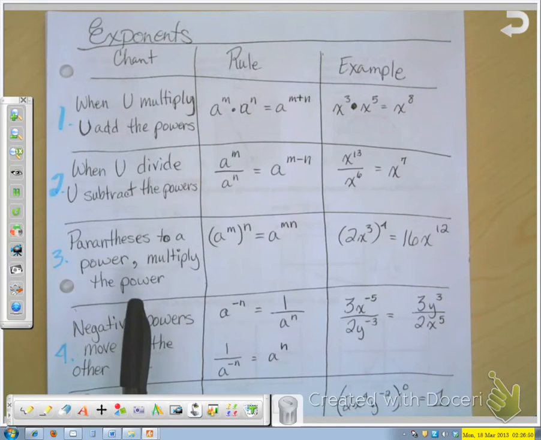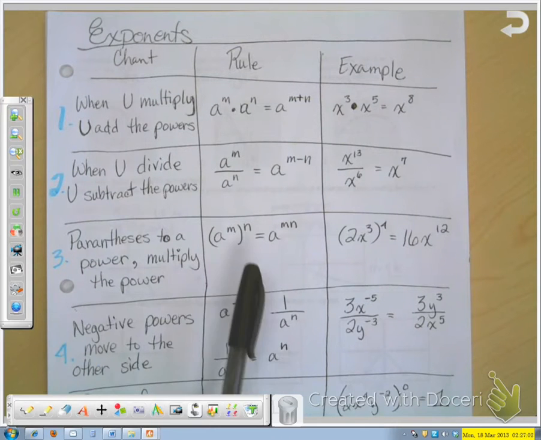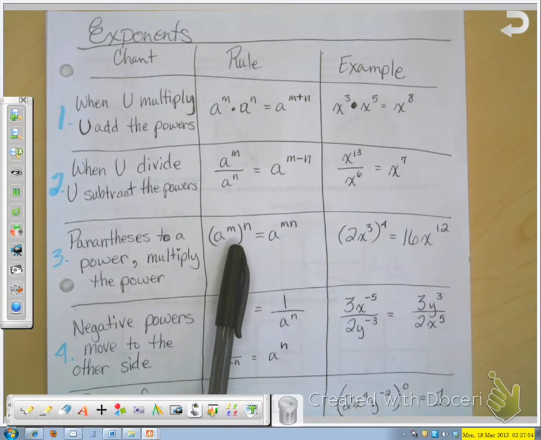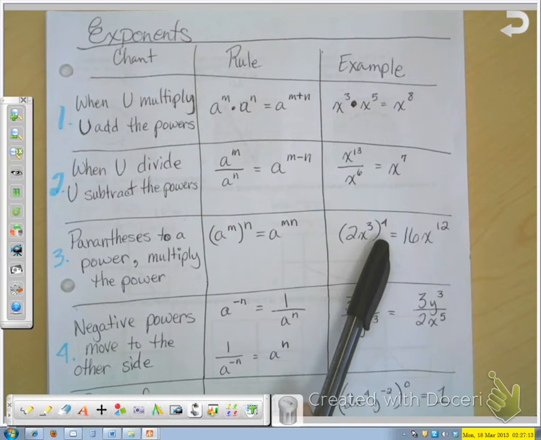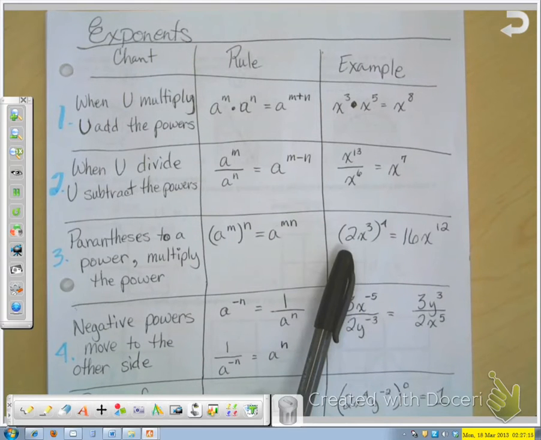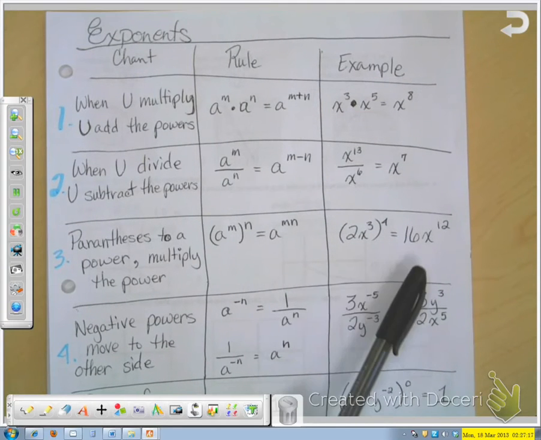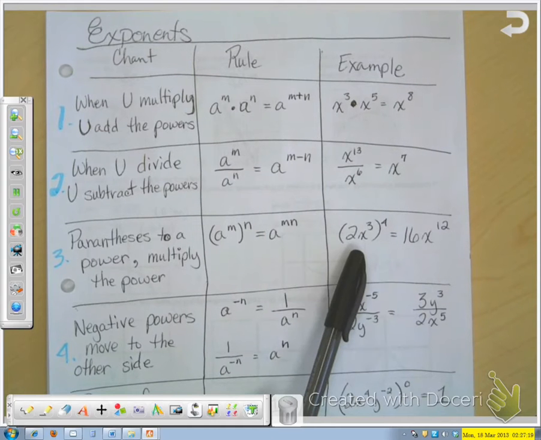We're also looking at another form of multiplication, which is parentheses. When you have parentheses with an exponent on the outside, we're going to distribute and multiply that exponent. So all of our exponents would multiply. In this case, we're distributing that 4th power that's on the outside over to the 2. So 2 to the 4th becomes a 16. And then we also distribute it to the x cubed. And so we're going to multiply those two exponents there.